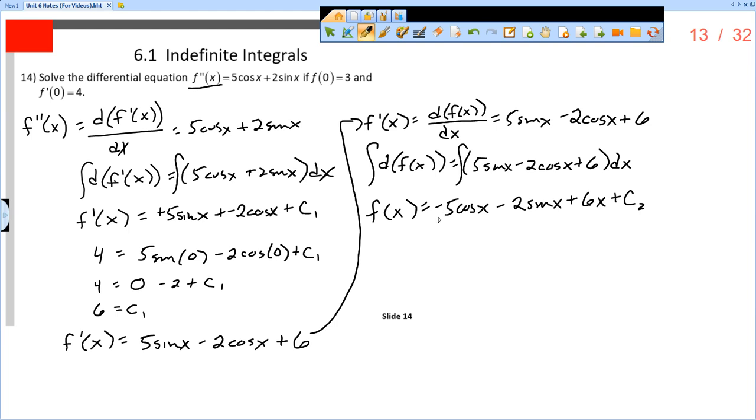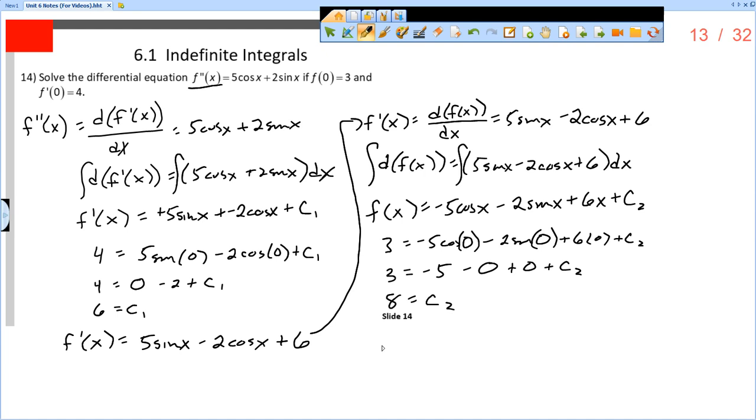Now I'm going to use the fact that f of 0 is equal to 3. So 3 is equal to negative 5 times the cosine of 0 minus 2 times the sine of 0 plus 6 times 0 plus c sub 2. Cosine of 0 is 1, so I have negative 5. Sine of 0 is 0, and 6 times 0 is 0, plus c sub 2. Now I'm going to add 5 to both sides, and I get that c sub 2 is 8.